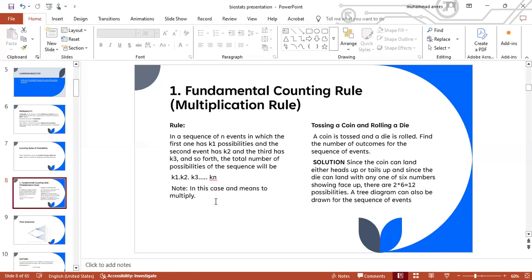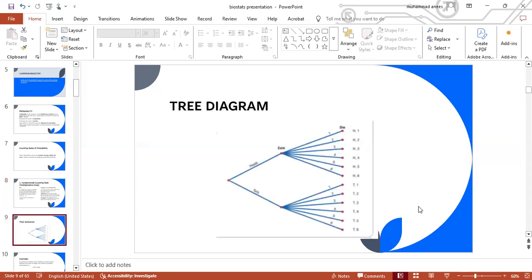We'll take an example of tossing a coin and rolling a die. So a coin is tossed and a die is rolled. Find the number of outcomes for the sequence of events. Since the coin can land either heads up or tails up, and since the die can land with any of the 6 numbers showing face up, there are 2 times 6 possibilities, that is equal to 12. A tree diagram can also be drawn for the sequence of events. So this slide shows the tree diagram of 12 possible events.